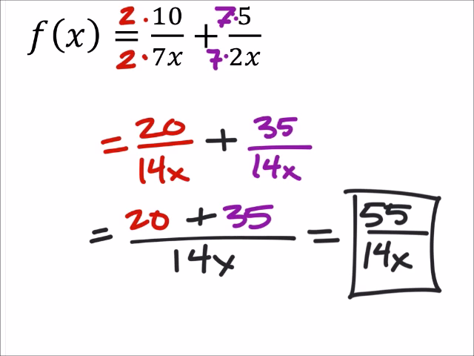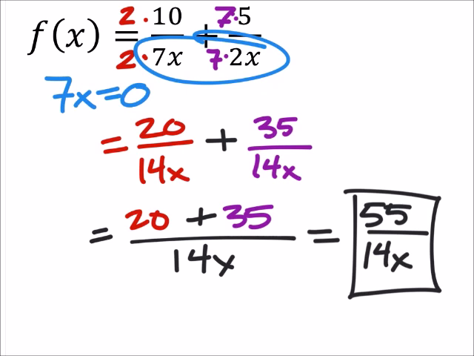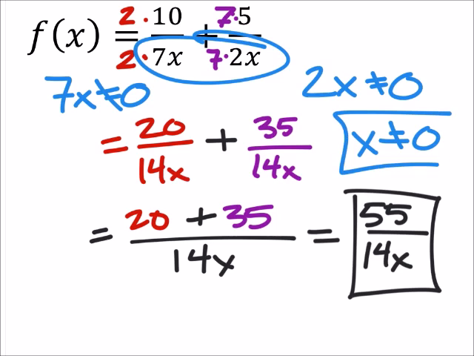I apologize. And then it wants us to find restrictions for the domain. So we just need to look at both of these. 7x can't equal 0. And then also 2x can't equal 0. Sorry, not equal to 0. Whether I divide by 7 or 2, it still tells us in either case that x cannot equal 0.